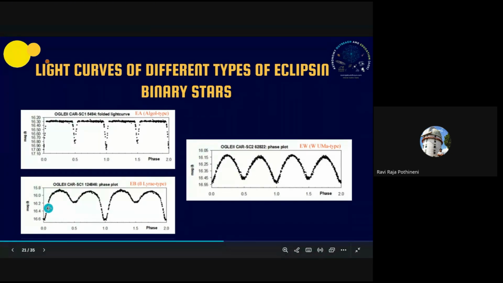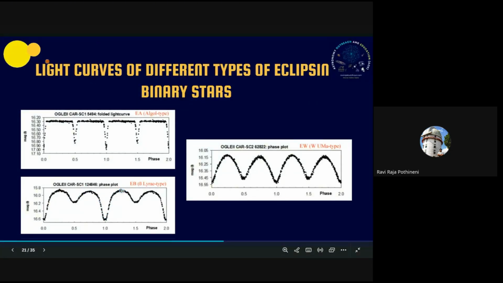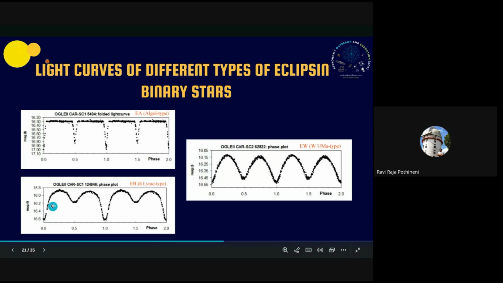Then we have the semi-detached binary system. In a semi-detached binary system, as I mentioned, one of the stars is evolved. It has increased in its size and it is ready to transfer its mass to the other one. Because of that, you can see a wavy kind of feature here. So this is a semi-detached system.